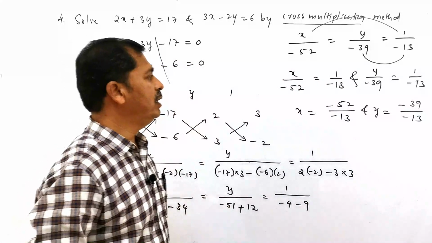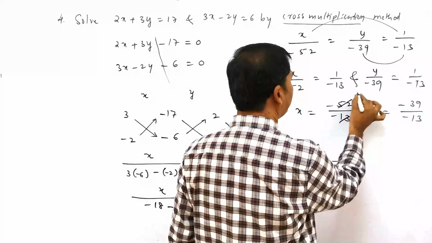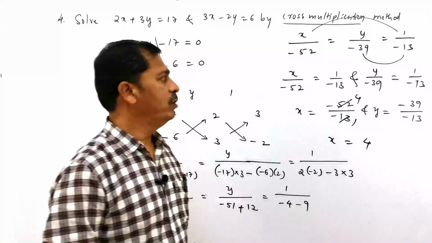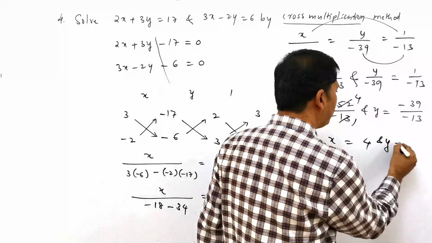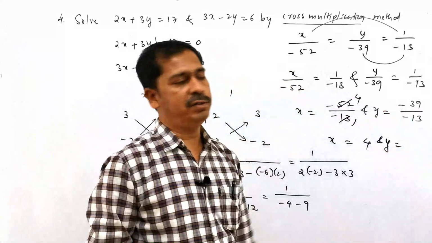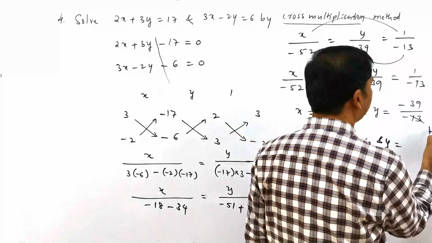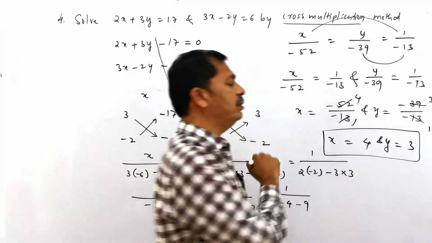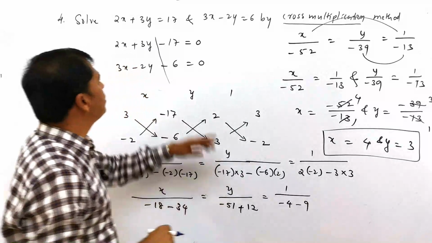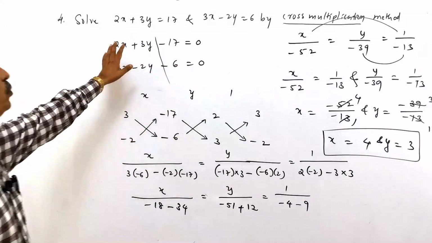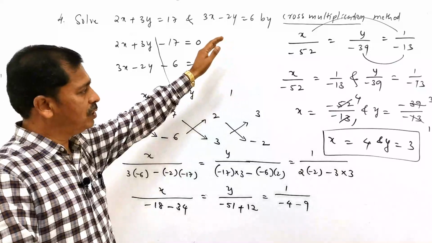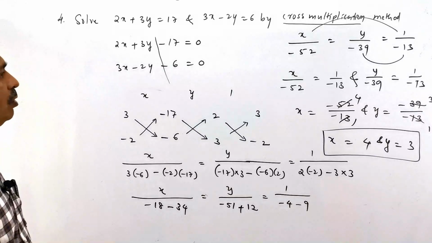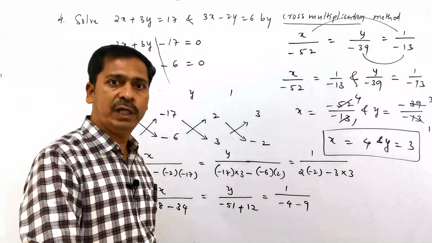Further, 13 ones are 13, 13 4s are 52, so x is equal to 4. And y is equal to, 13 3s are 39, minus minus cancel, so only 3 remains. So this completes the solution for this system of linear equations in two variables. So this is the cross multiplication method. This is also one of the interesting methods to solve the system of linear equations in two variables.